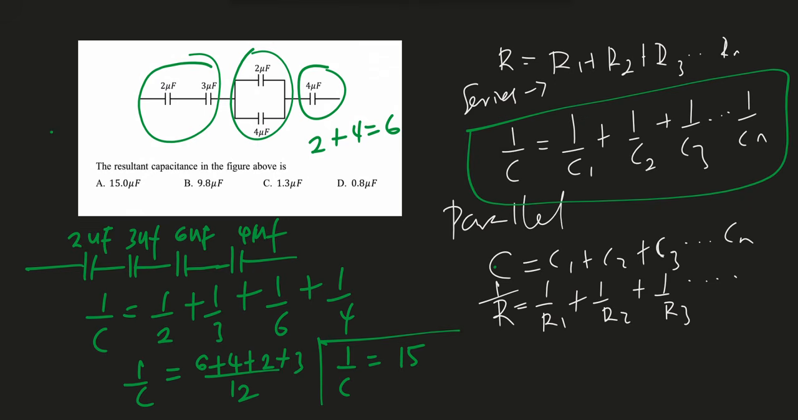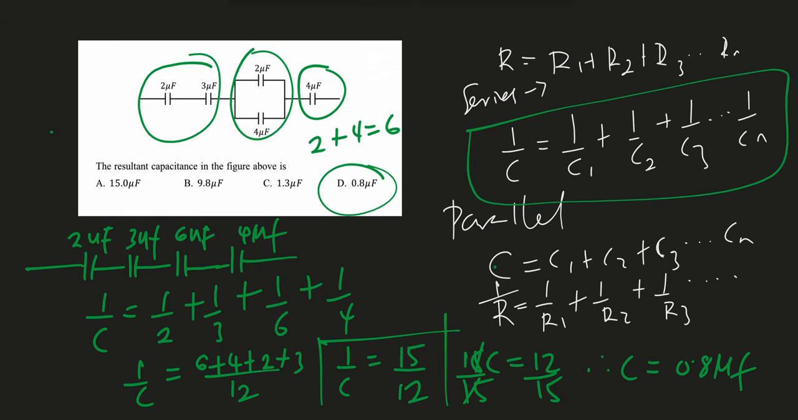So adding them together, yes, we're going to have 1 over C equals 15 over 12. So automatically you have 15C equals 12. So we divide by 15, and C is 0.8 microfarad. So the answer to this question is 0.8 microfarad. That is all.